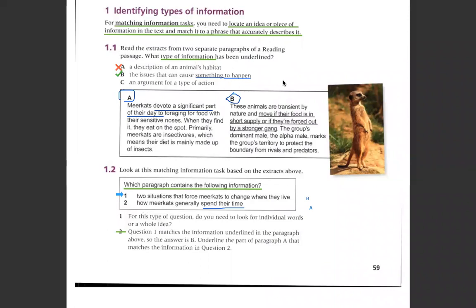So often what we need to do for this type of task is they give you a list of information. You need to skim the passage, sorry, scan the passage to find what information the paragraph is in. And then usually you need to match the information to the correct paragraph. Right, let's have a look at some other types of information that you might need to find.